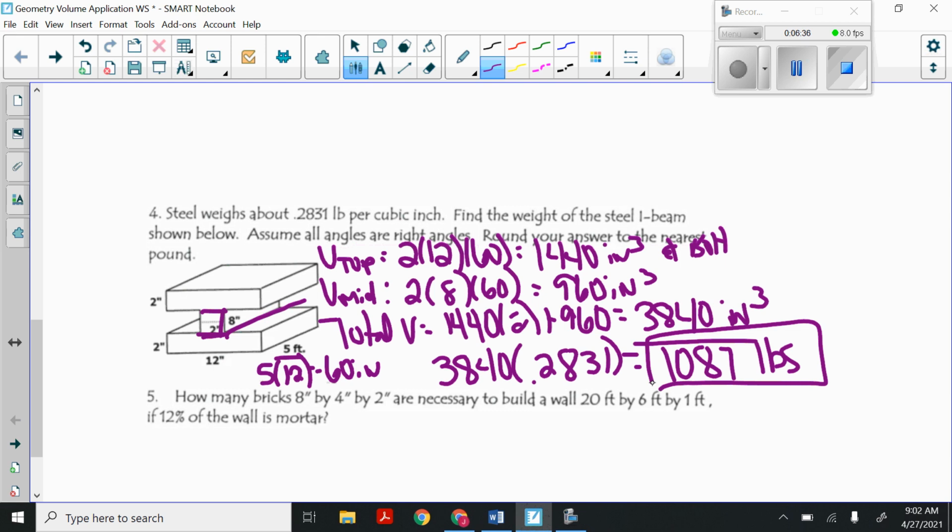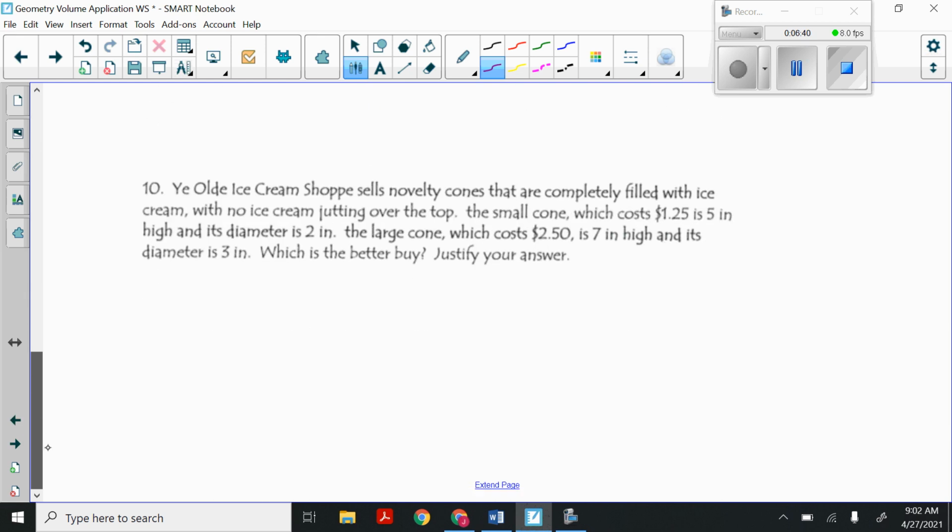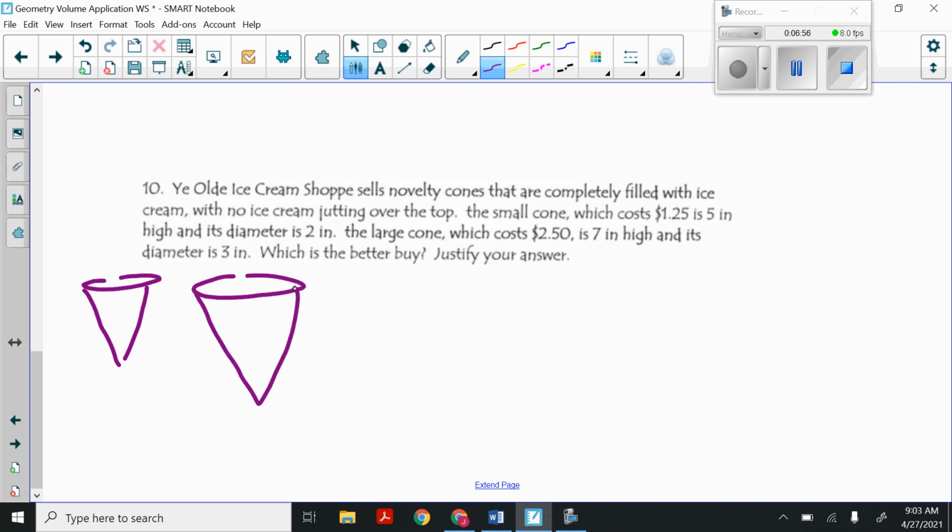Let's flip the page over. We're going to scroll all the way down and look at number 10 together. Yield Ice Cream Shop sells novelty cones that are completely filled with ice cream, with no ice cream jutting over the top. And again, we're looking at cones now. So we have a small cone, and then we're going to have our big cone.